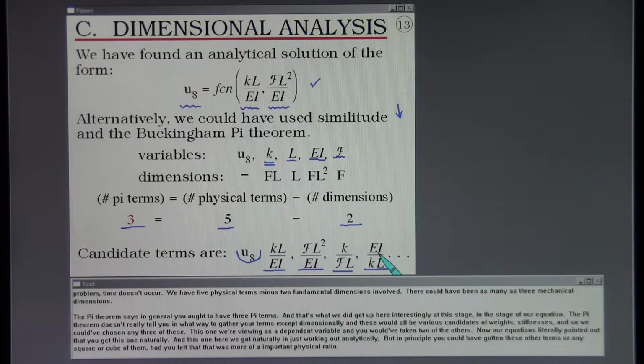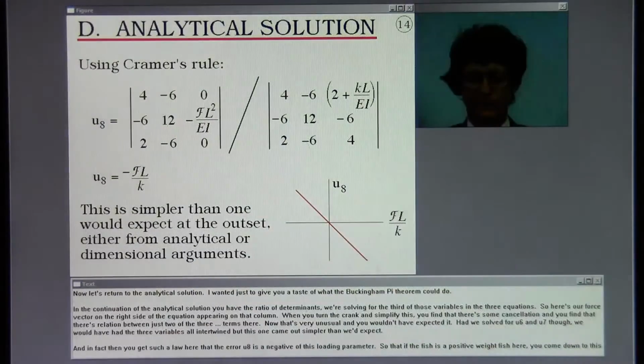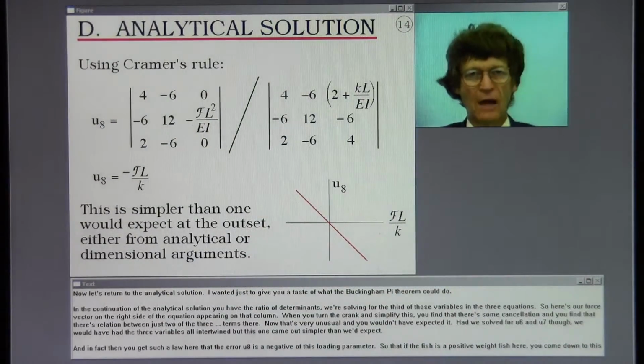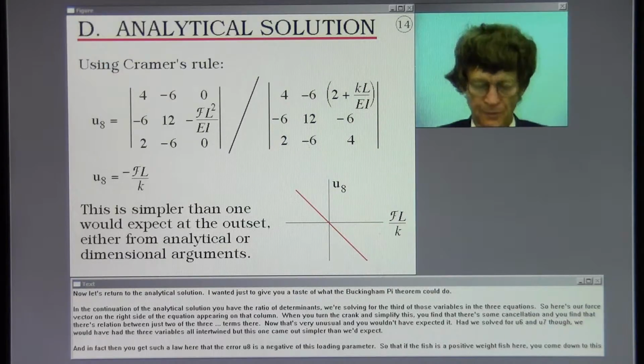Now, our equations literally pointed out that you get this one naturally, and this one here we got naturally in just working out analytically. But in principle, you could have gotten these other terms, or any squared or cube of them, had you felt that that was a more important physical ratio. Now let's return to the analytical solution. I wanted just to give you a taste of what the Buckingham Pi Theorem could do.